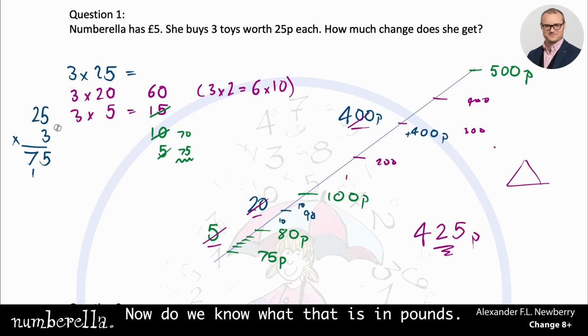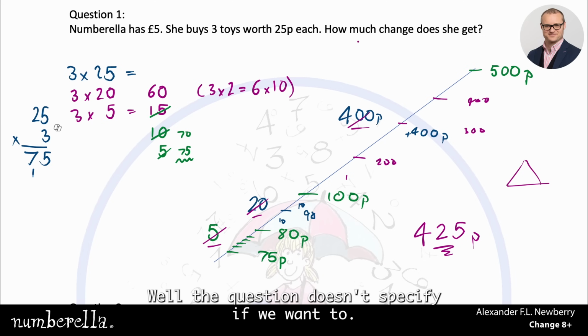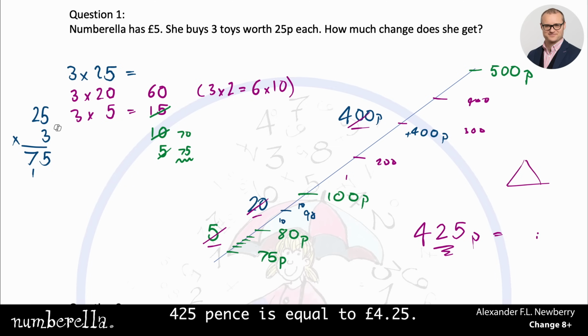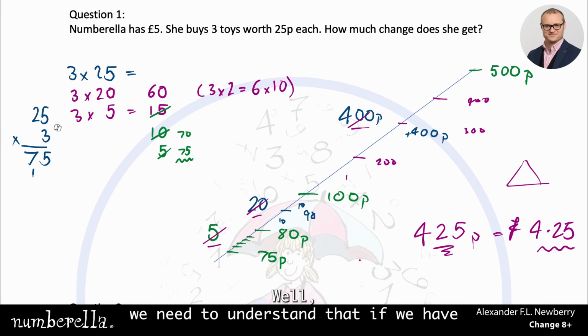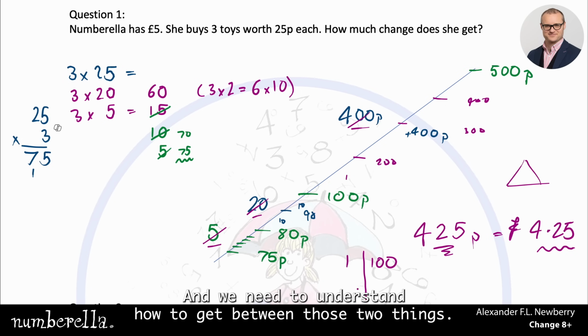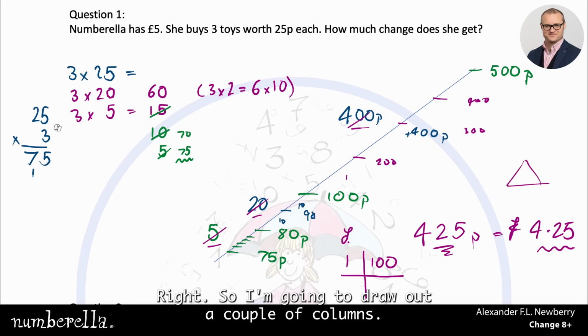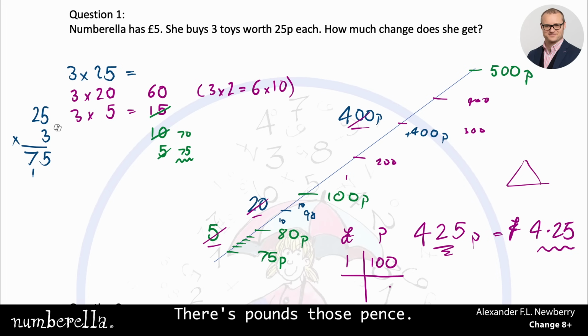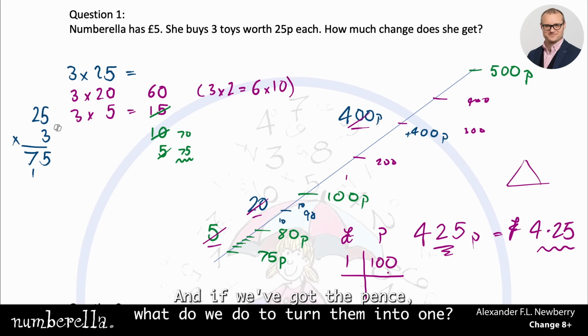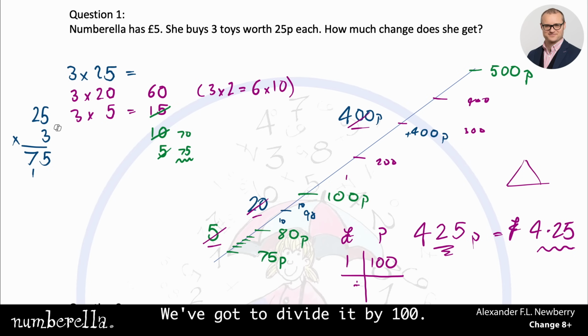Now, do we know what that is in pounds? Do we have to say it in pounds? Does it matter? Well, the question doesn't specify. If we want to, 425 pence is equal to £4.25. Okay. Now, how do we know that? Well, we need to understand that if we have £1, we've got 100 pence, and we need to understand how to get between those two things, right? So I'm going to draw out a couple of columns. There's pounds, there's pence. Let's just ask, what do we do to 1 to turn it into 100? We times it by 100. And if we've got the pence, what do we do to turn them into 1? We've got to divide it by 100.